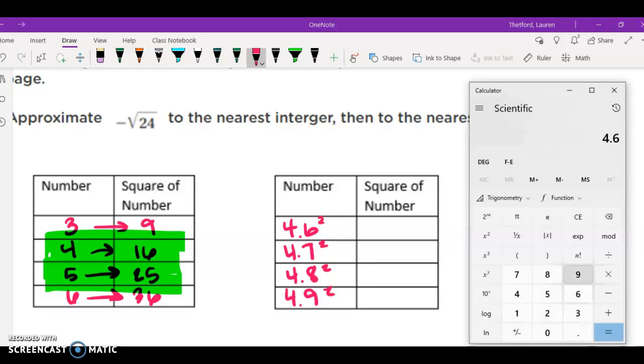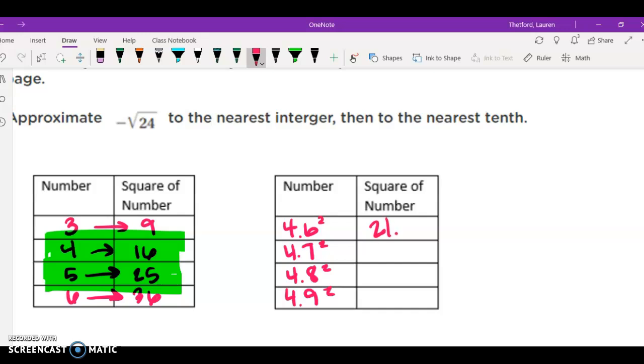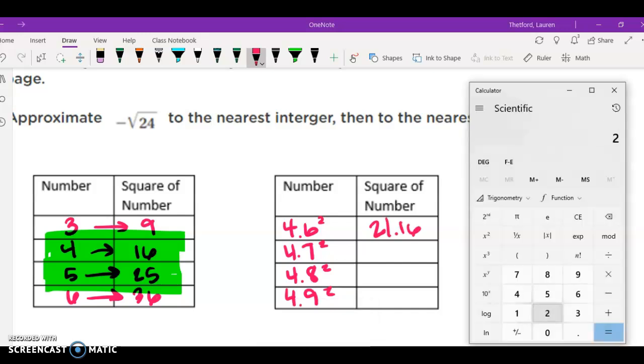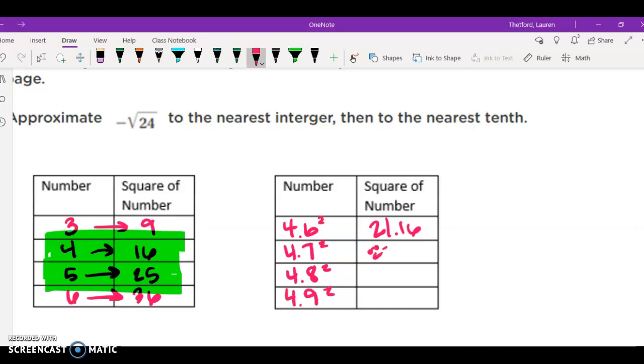So 4.6 squared is 21.16. 22, nope, sorry, I don't know what happened. 4.7 squared is 22.09.